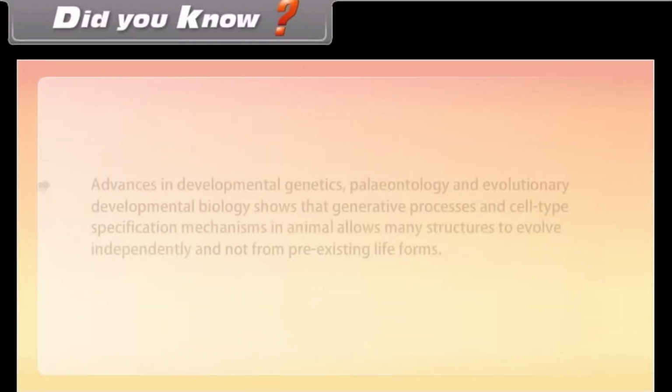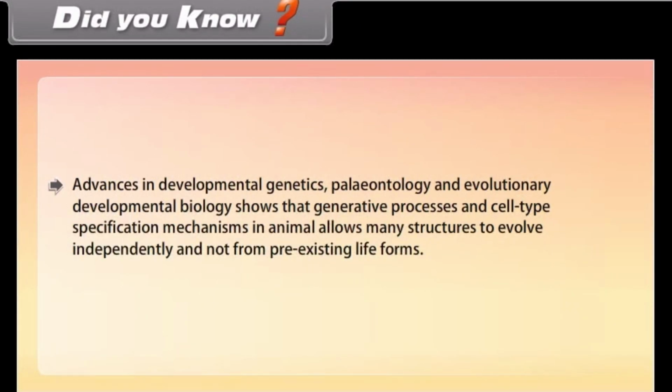Did you know advances in developmental genetics, paleontology, and evolutionary developmental biology show that generative processes and cell type specification mechanisms in animals allow many structures to evolve independently and not from pre-existing life forms?